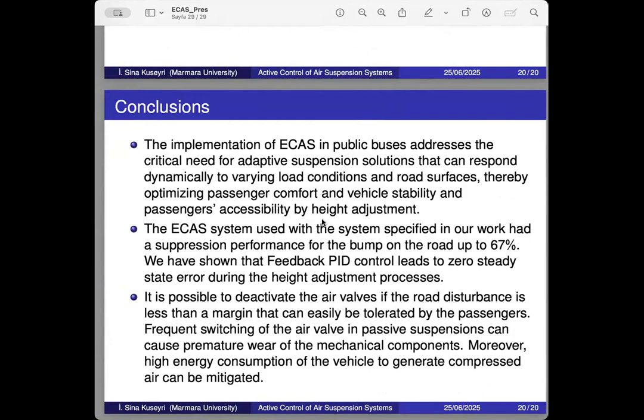Frequent switching of the air valve in passive suspensions can cause premature wear of the mechanical components. Moreover, high energy consumption of the vehicle to generate compressed air can be mitigated.